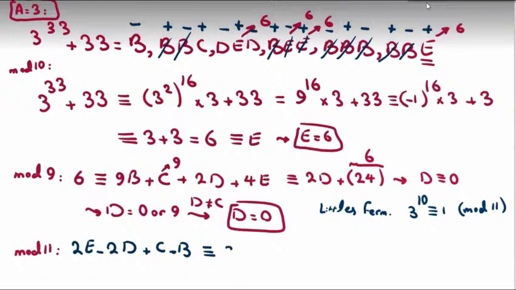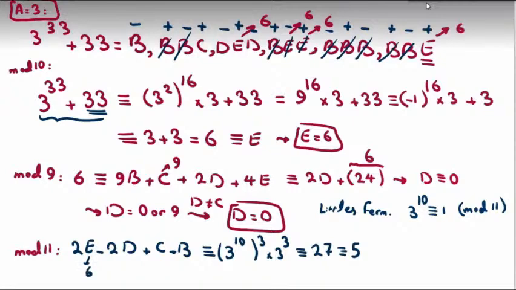Okay. So 3 to the 33 plus 33 mod 11. 33 here is 0. So we need to only focus on 3 to the 33. It will be 3 to the 10 cubed times 3 cubed. It will be 1 times 3 cubed, which is 27, which is 5. Now, E is what? E is 6, we proved. D is what? D is 0. C is what? C is 9.